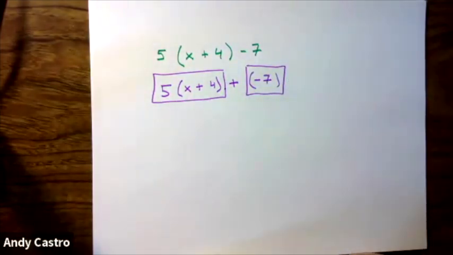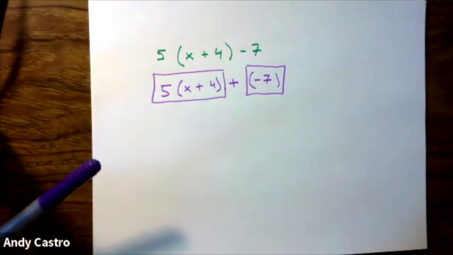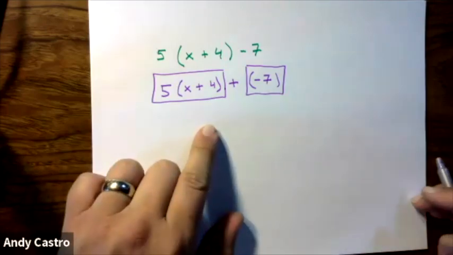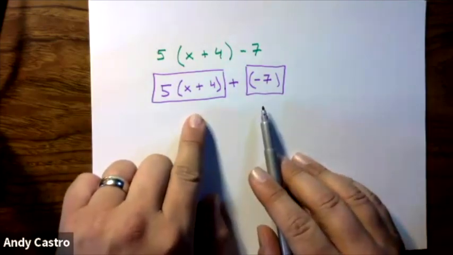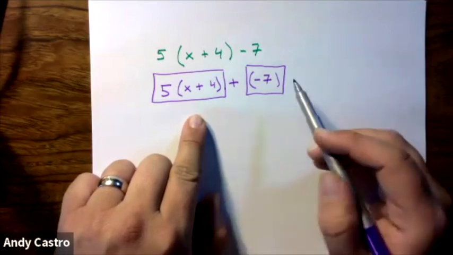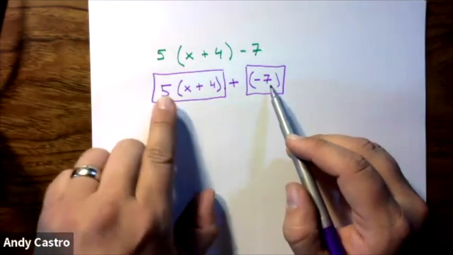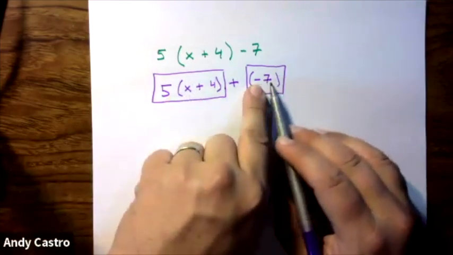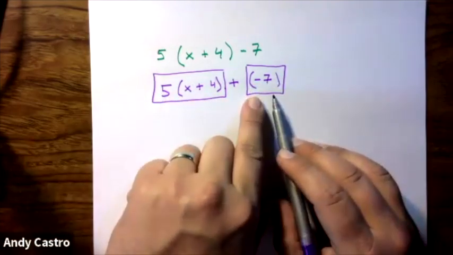Can I combine those? Yes or no? See your answers in the chat. Can I combine those two terms? Oh, somebody said yes, I can. Anybody else? Yes or no? Just one brave person willing to put their answer out there. All right, at face value, I cannot combine these. Why? Because 5 is being multiplied by this expression. I have an x in here. I don't have any x's here. There's really no way to combine these two.